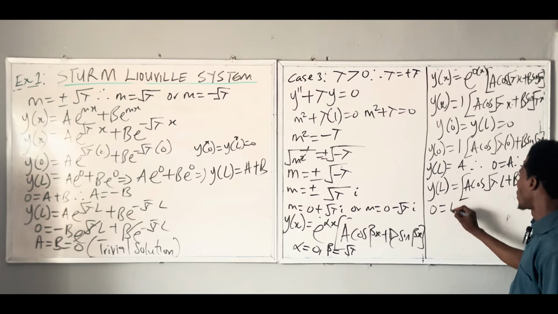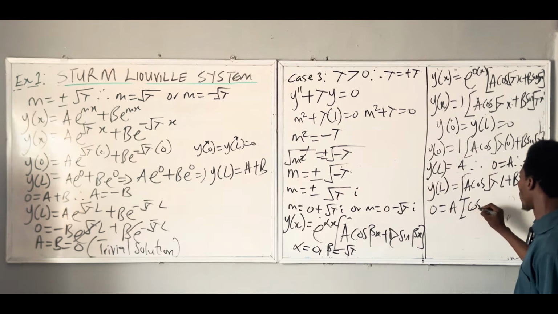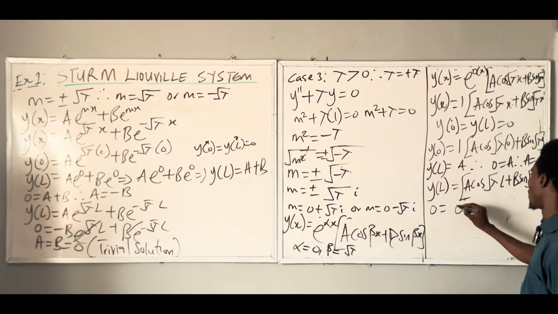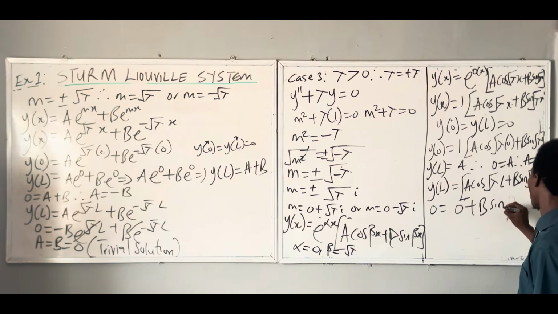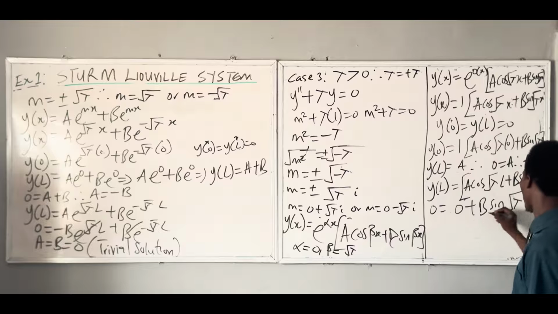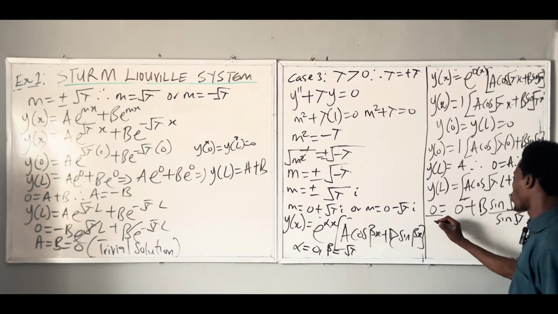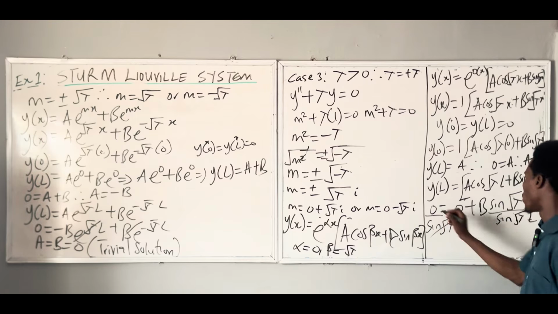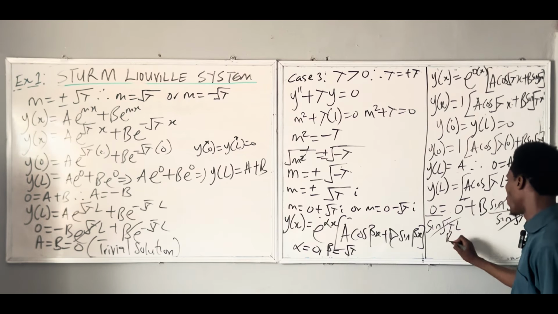So when y of l is 0, I'm going to have a cos, and we have a as 0 already, so 0 plus b sine of lambda l. From here, I can divide both sides by sine of root lambda l. Here also sine root lambda l, so to get my b, here will be 0. So my b will be 0 as well.